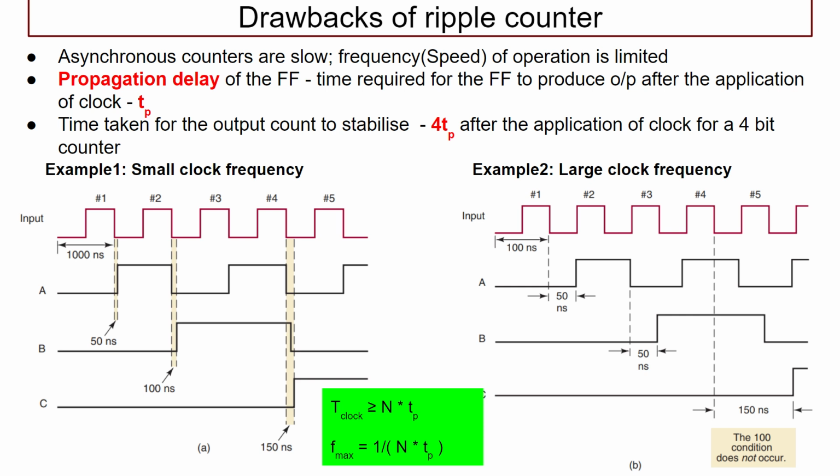So, in order to eliminate this particular drawback, we have to go in for a synchronous counter, in which all the flip flops will be receiving the clock pulse from a common clock source, and therefore, with just one propagation delay time of a flip flop, the counter will be able to produce the output. So, in the next session, we will see how a synchronous counter can be designed.